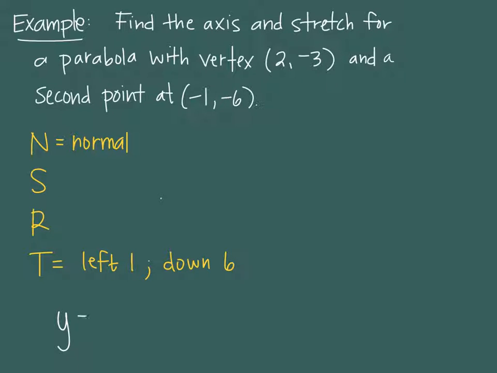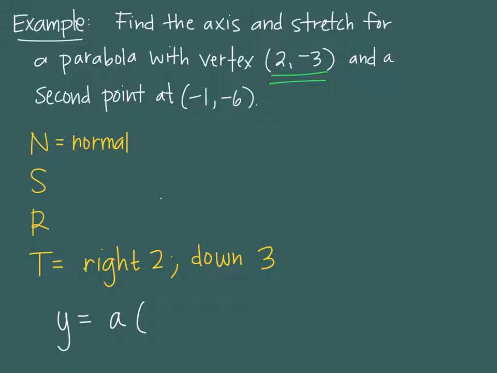So we're going to use a partial equation. Y equals A. I need to show left 1, excuse me. Nope. That was the wrong point. I did it for the other point, sorry. I got to read the vertex. The vertex is 2, -3. Okay, we want right, sorry about that. Good thing I stopped myself. Right 2, down 3. Okay, so we want to show right 2, down 3. So right 2 is x minus 2, down 3 is minus 3.